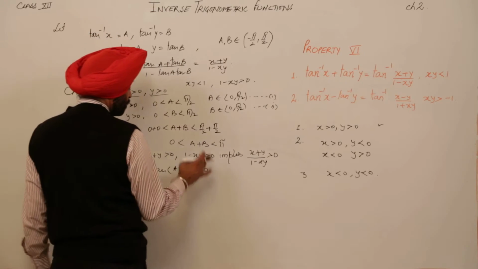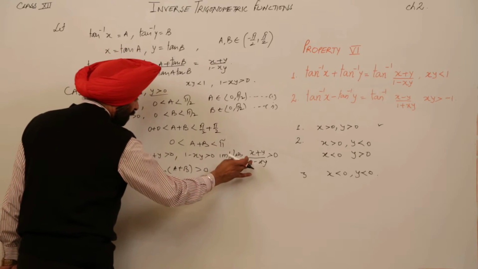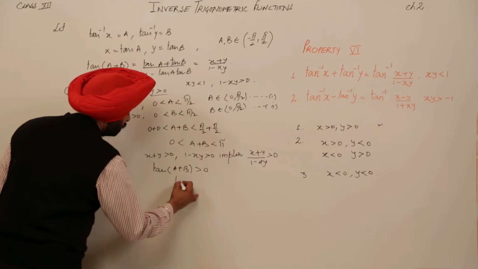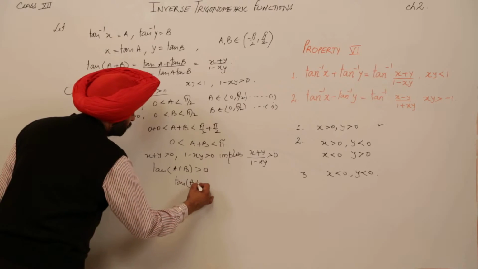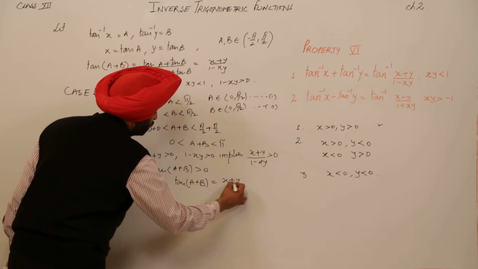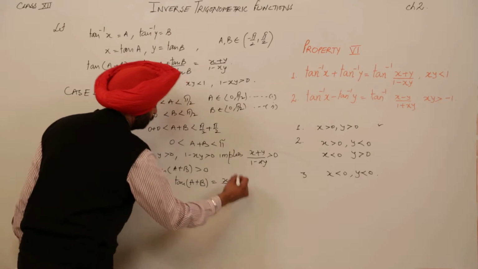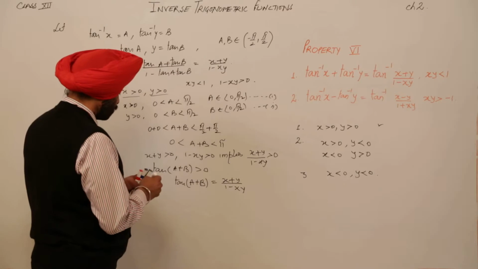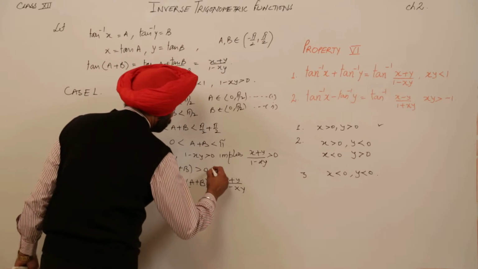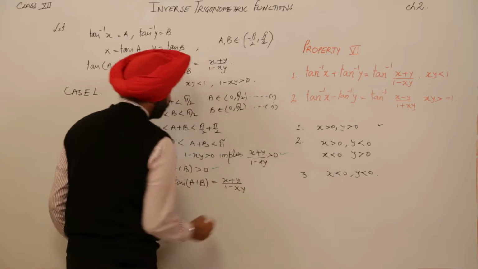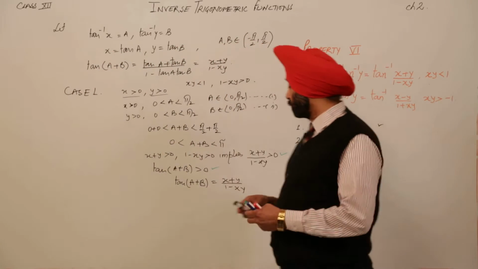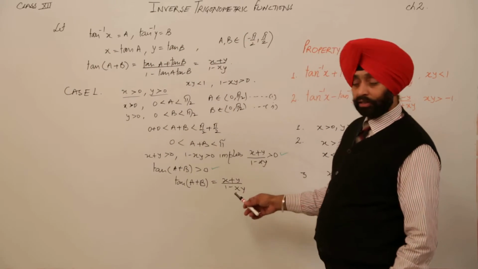So tan(a plus b) is greater than 0. Now from this part, this is also greater than 0, this is also greater than 0, then what are we getting? Tan(a plus b) is equal to (x plus y) upon (1 minus xy). From which parts are we getting this? We got it from this one and from this one. From these two, tan(a plus b) is equal to (x plus y) upon (1 minus xy).